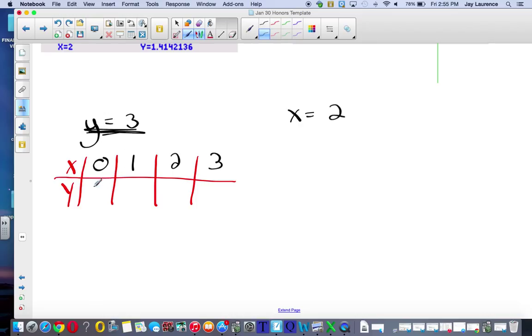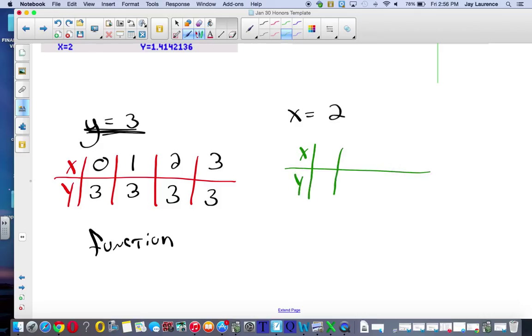It says y equals 3. Hey, what's y? It's 3. That means all these x's are going to the same y. That's like 1, 2, 3, 4 different people going to the same restaurant. This is a function.